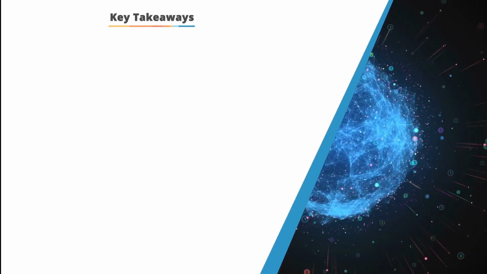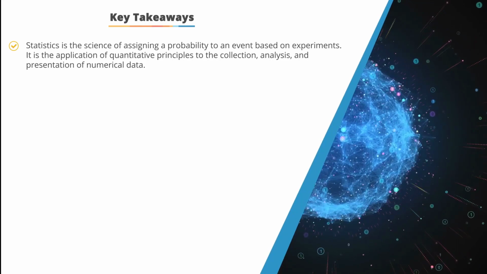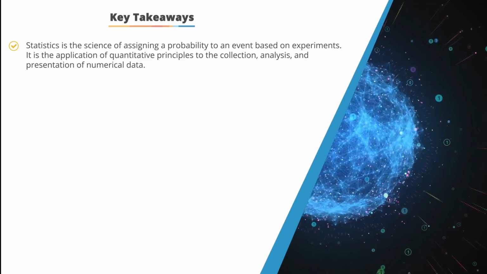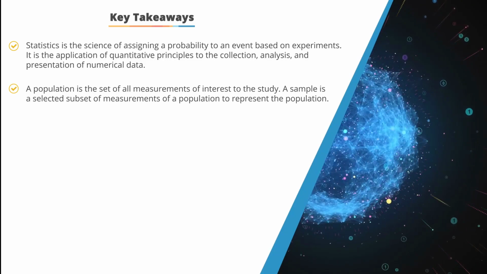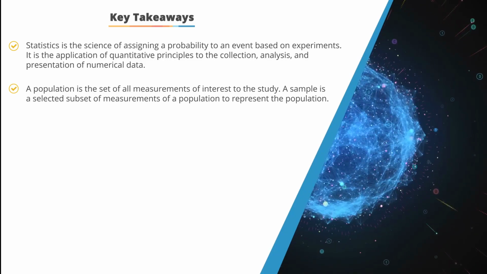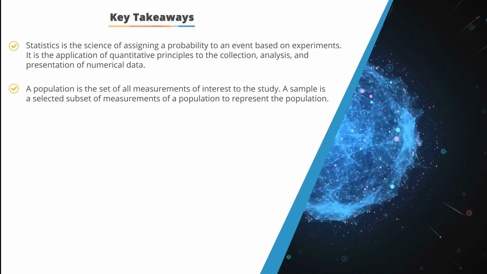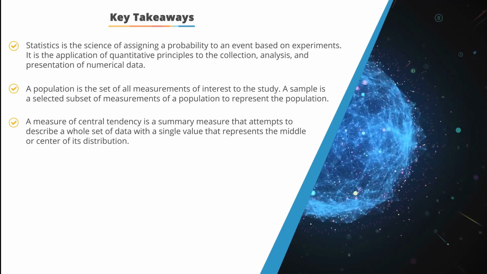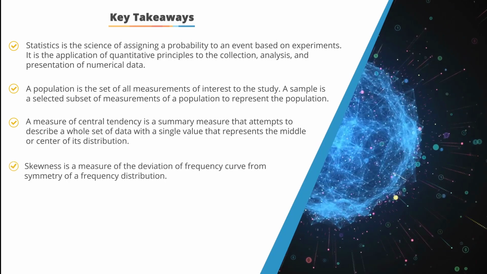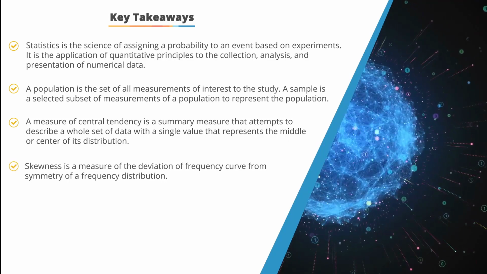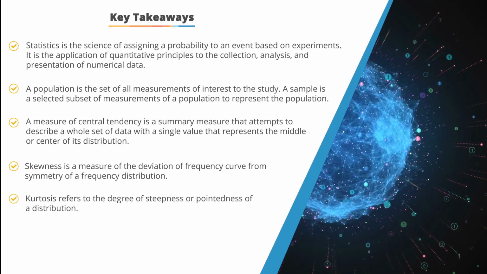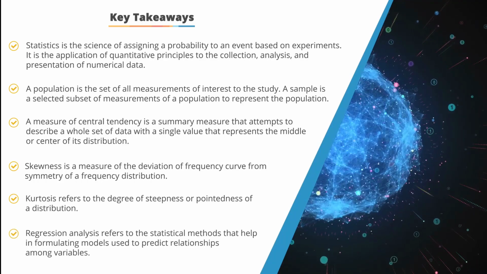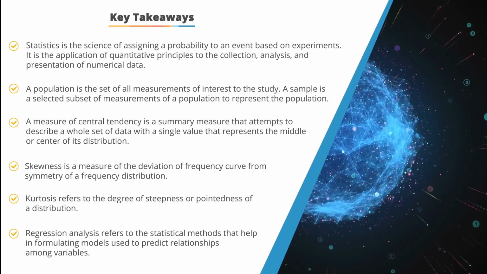So, what are the key takeaways? Well, first, statistics is the science of assigning a probability to an event based on experiments. It's the application of quantitative principles to the collection, analysis, and presentation of numerical data. Population is the set of all measurements of interest to the study. A sample is a selected subset of that population to represent the population. The measure of central tendency is a summary measure that attempts to describe a whole set of data with a single value that represents the middle or center of its distribution. And skewness is a measure of the deviation of a frequency curve from symmetry of a frequency distribution. Now, kurtosis refers to the degree of steepness or pointedness of a distribution, and regression analysis refers to the statistical methods that help in formulating models used to predict relationships among variables.